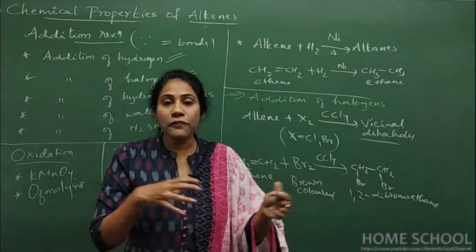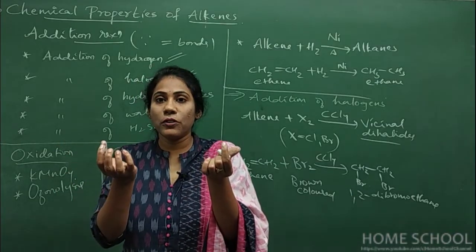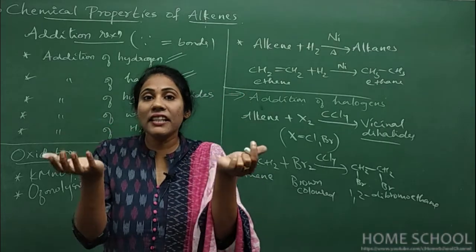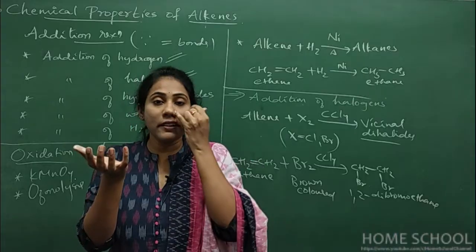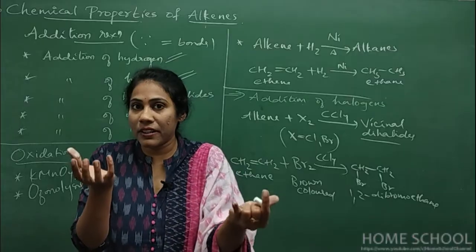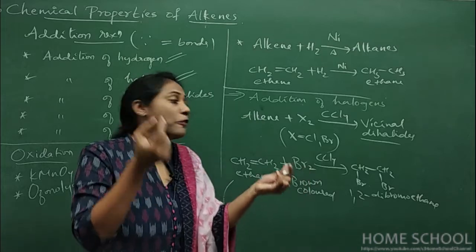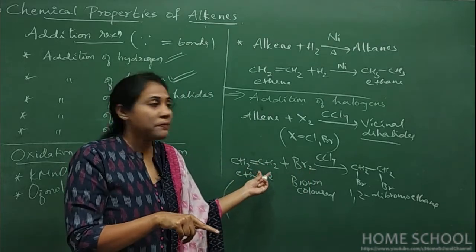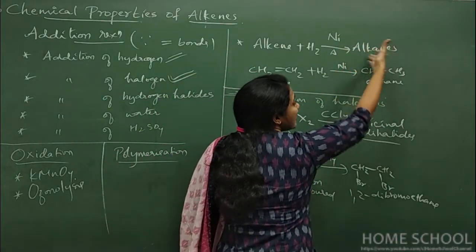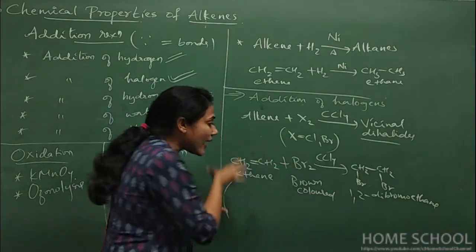Say you want to identify whether something is an alkene or an alkane. You have two liquids with you, liquid A and liquid B, and you want to know which is alkane and which is alkene. You can always add bromine, which is a brown colored liquid. In whichever case the brown color disappears, that is your alkene, because bromine will react if there is a double bond. It will not react with alkanes, because there is no double bond in an alkane. In an alkene you have a double bond, so this addition reaction is possible.